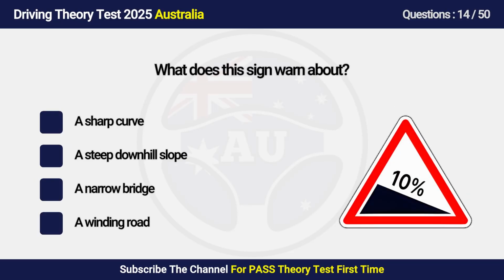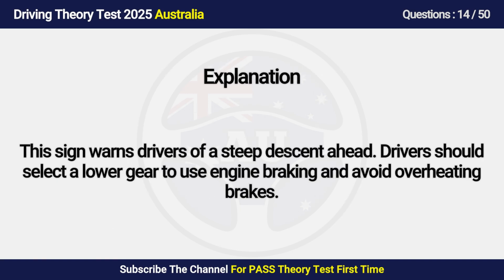A. A sharp curve. B. A steep downhill slope. C. A narrow bridge. D. A winding road. Answer is B. A steep downhill slope. This sign warns drivers of a steep descent ahead. Drivers should select a lower gear to use engine braking and avoid overheating brakes.